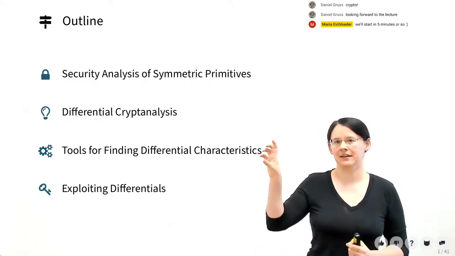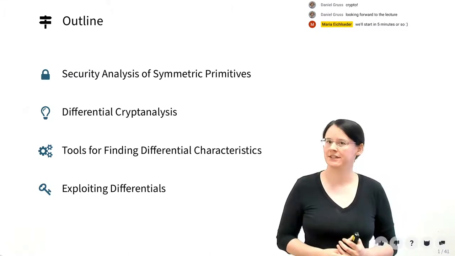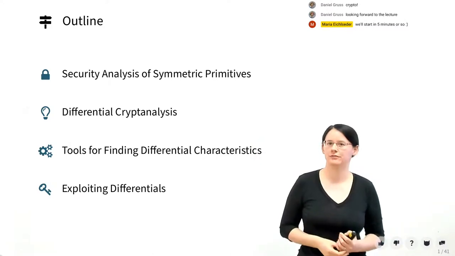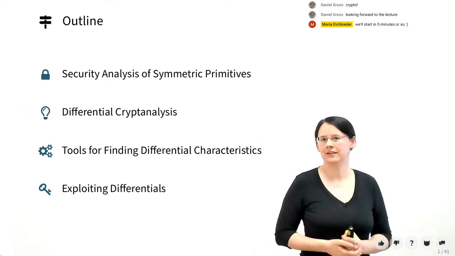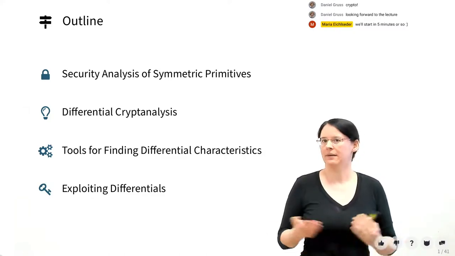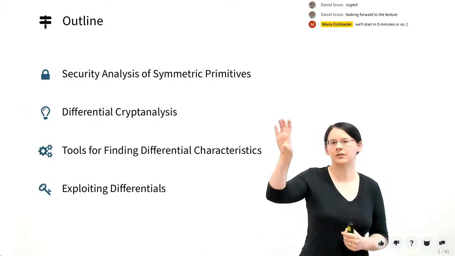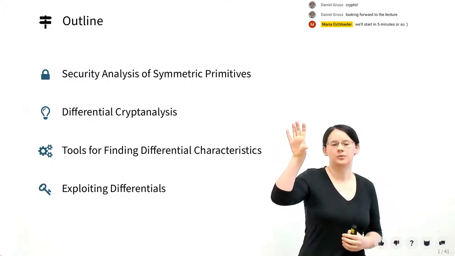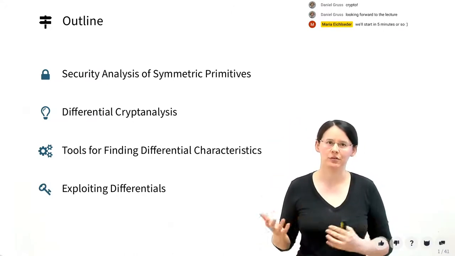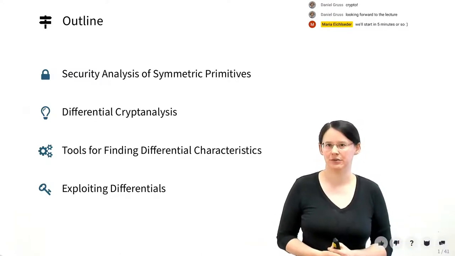We will then make a brief intermezzo where we are going to have a look at tools that help us in this step here. So in finding, for example, good differential characteristics, or in proving that no good differential characteristics exist, making it hard for an attacker to use this approach. This is all going to be tied to concepts like the number of rounds that we have in a block cipher. So the topic or the question is again, how do we scale our cipher? How many rounds do we need to be secure?